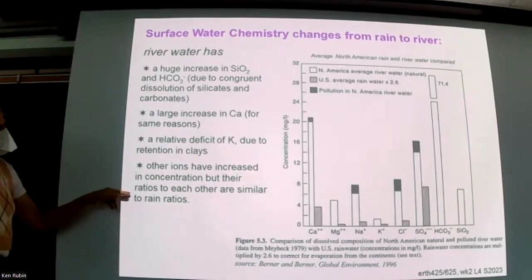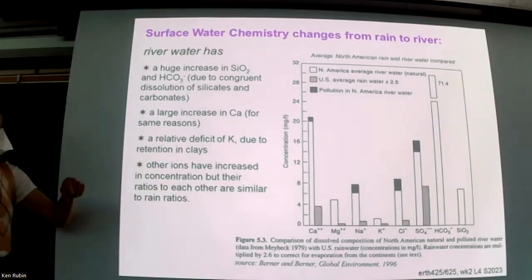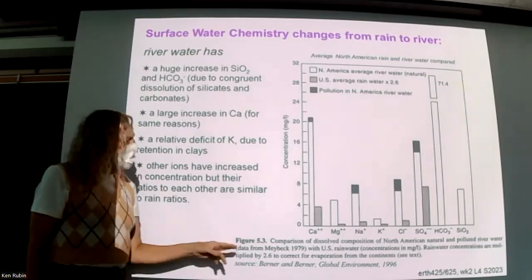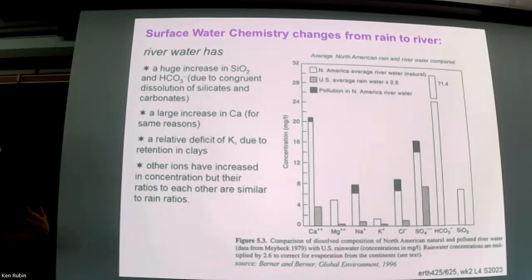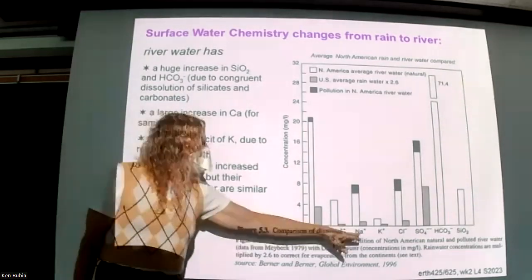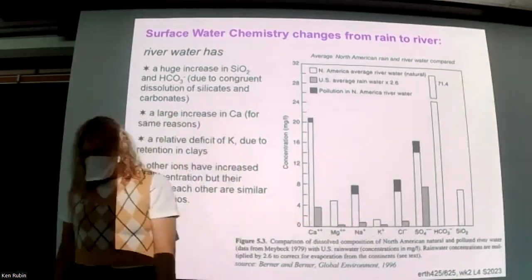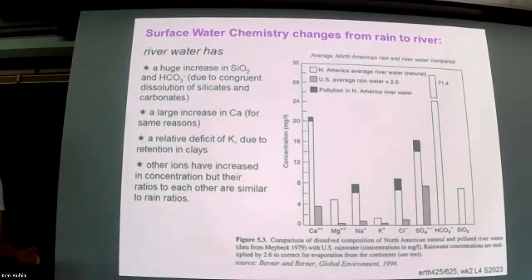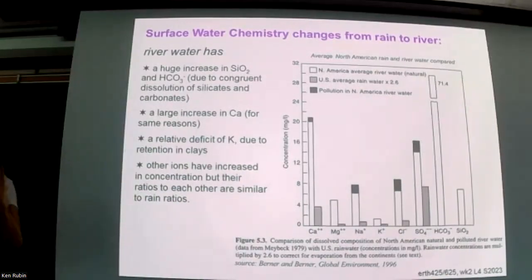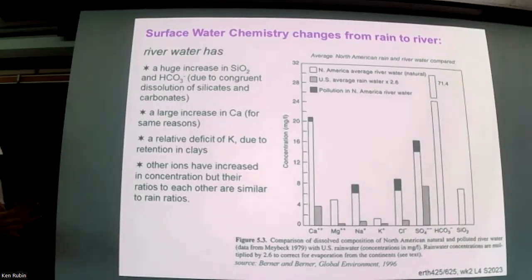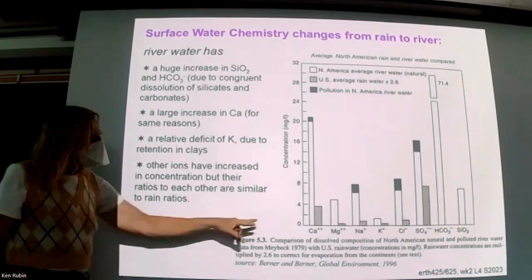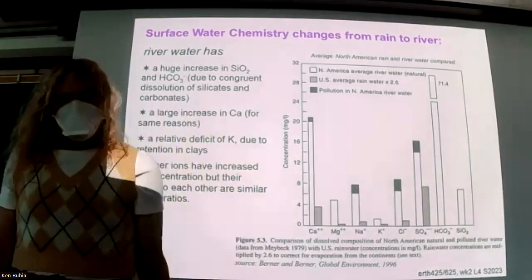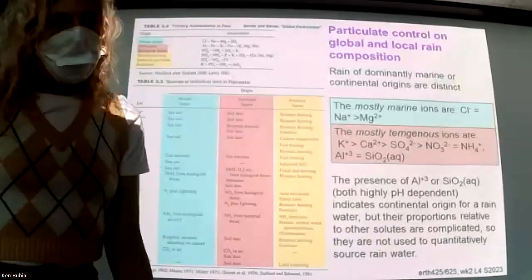But the other thing that's kind of interesting to note is that there's a relative deficit of potassium in the river water relative to what we would expect. It doesn't change as much from rain to river water. And this is a peculiar thing we'll see with potassium a lot during the semester, which is that of all the major ions, it likes to stick onto clay particles. It's one of these things that really is affected by these surface reactions. And so because of that, we don't see it as a dissolved solute nearly as much.